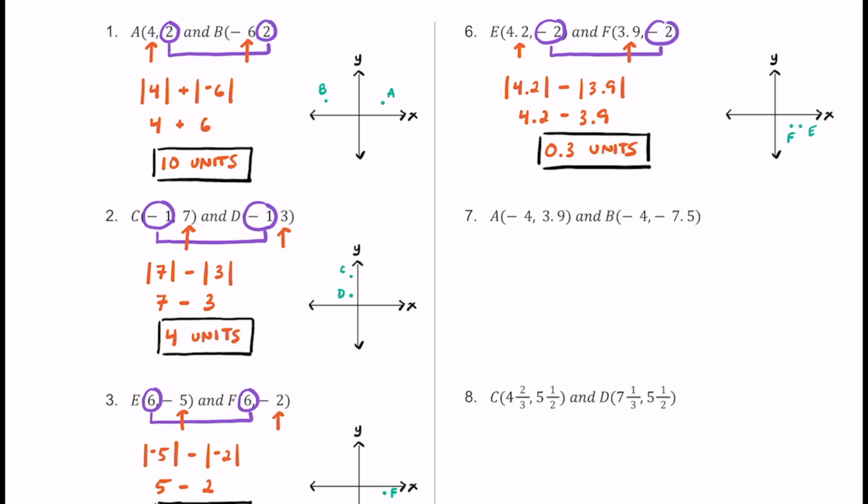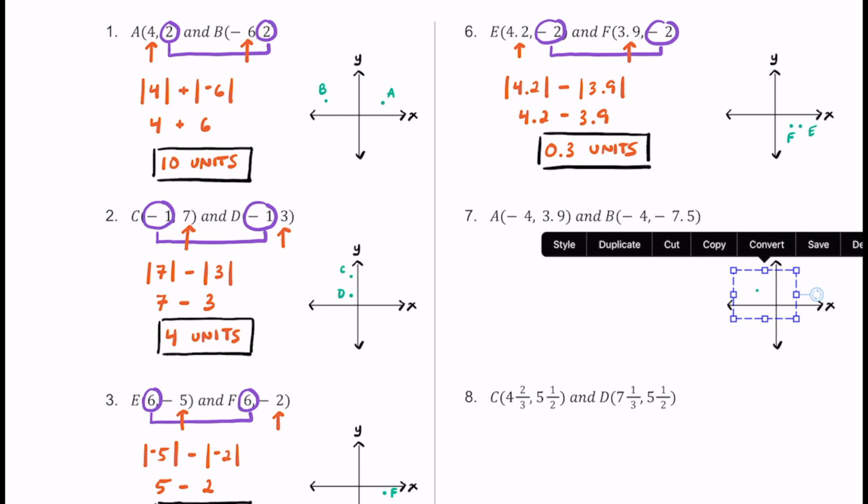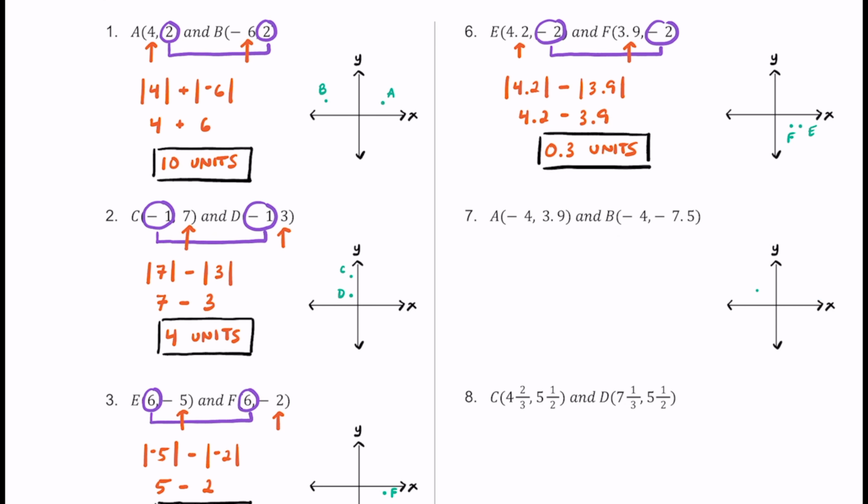Now let's look at number 7. For number 7, we have point A, which is located at -4 comma 3.9. So we'll start at the origin, move 4 units to the left, and then 3.9 units up. So a little bit less up than to the left. That's going to be point A. Go ahead and label that one right over here.